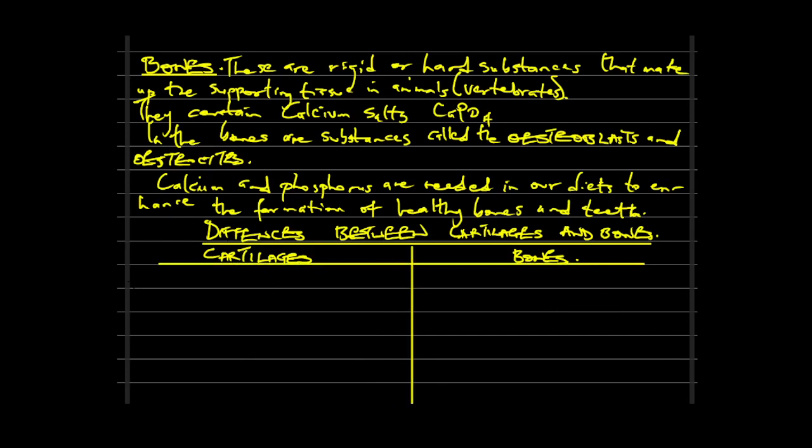The first difference between the cartilage and bone: cartilages are made of living cells. These living cells are called chondroblasts.